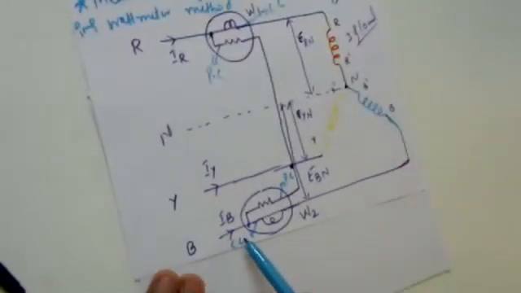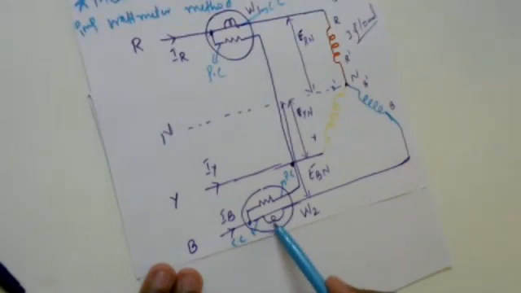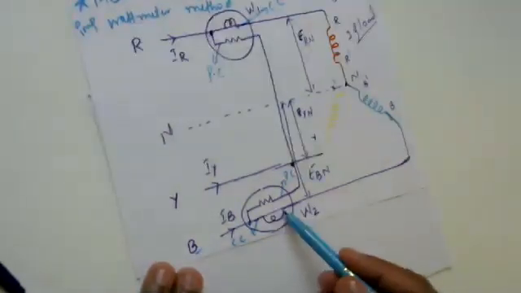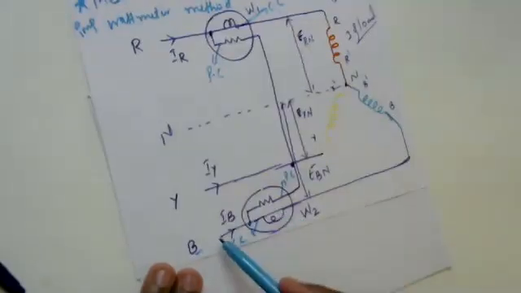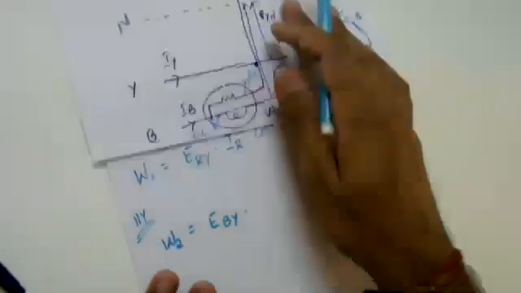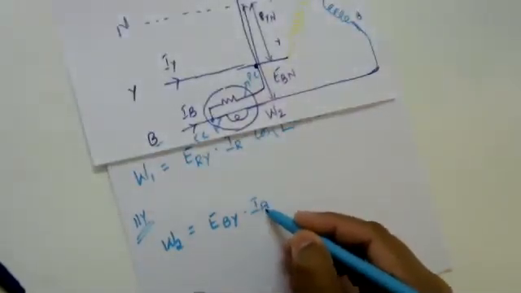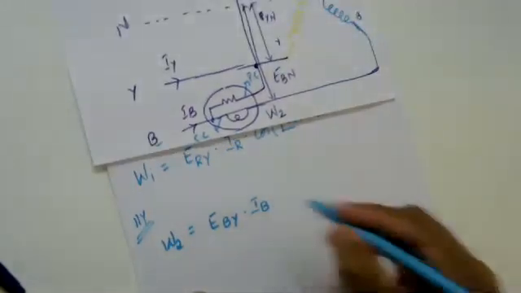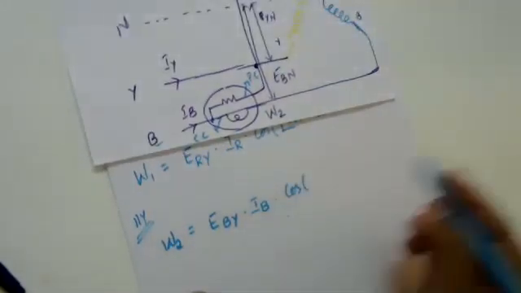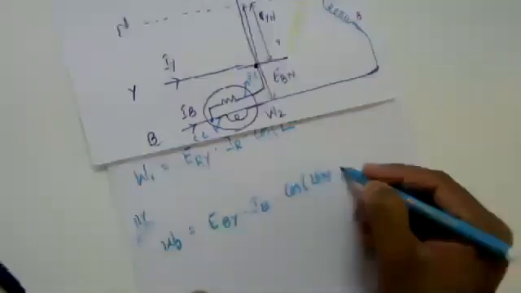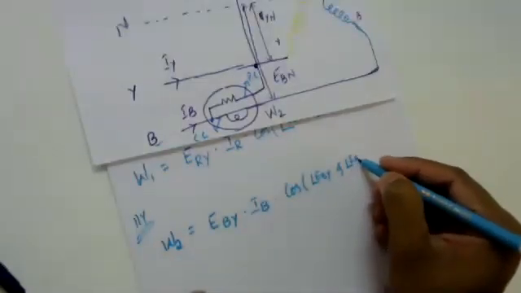Current through its current coil means what now? Since this current coil is in series with the B phase, this coil is going to read the current IB. Understanding? This reads the current IB into the cosine of the angle between this voltage and this current. Therefore, the cosine of the angle between EBY and IB.